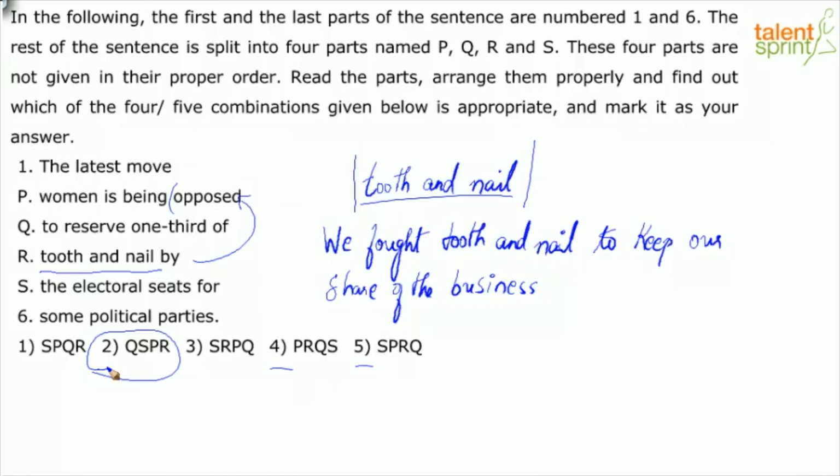We've identified that in the context, right? And then we've asked questions, identifying all the keywords. What's the subject? The latest move to do what? Action, to reserve 1/3 of. What? The electoral seats. Noun. For whom? Women. Is being opposed by whom? Political parties, right? So the answer is 2. So here we've applied idioms as well as we've asked questions focusing on keywords, right? Let's look at the next one.